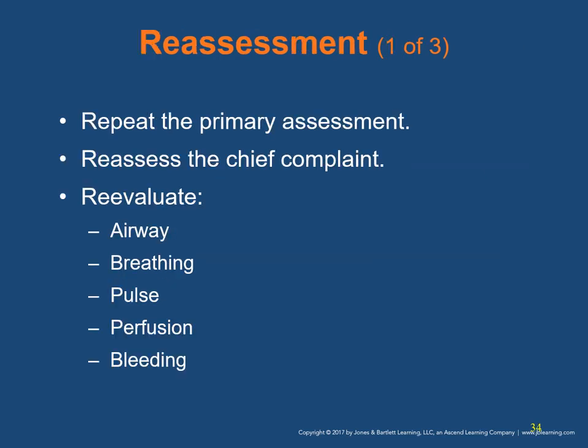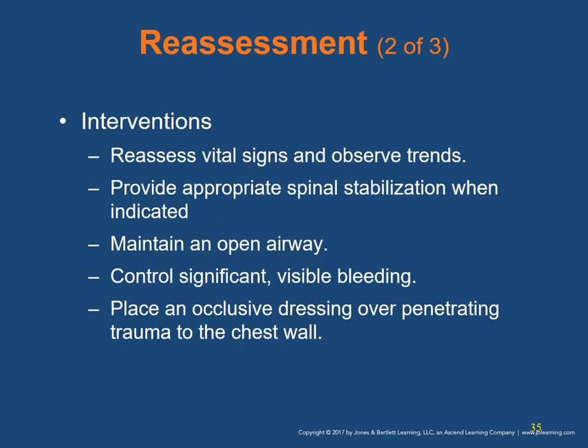Reassessment. Repeat the primary assessment, reassess the chief complaint, and reevaluate airway, breathing, pulse, perfusion, and bleeding. Interventions. Reassess vital signs and observe trends. Provide appropriate spinal stabilization for patients who have blunt trauma with suspected spinal injuries. Maintain an open airway. Be prepared to suction the patient. Consider an oropharyngeal or nasopharyngeal airway. Control significant visible bleeding. Provide high-flow oxygen. Place an occlusive dressing over penetrating trauma to the chest wall.